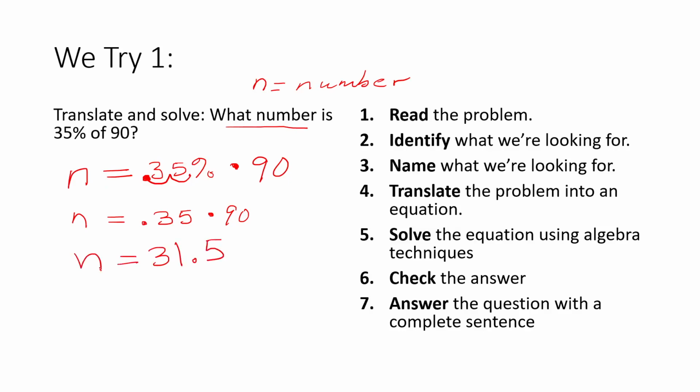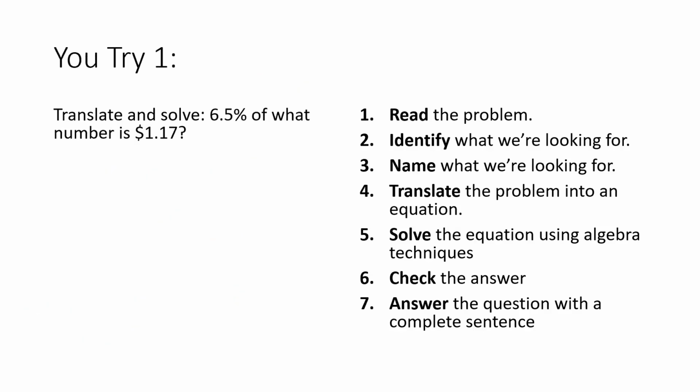Does our answer make sense? Yeah, I would say it makes sense. 35% is about 33%, which is about 1/3. And 31 is about 1/3 of 90, so I think it makes sense. Now let's answer with a complete sentence. The number is 31.5. Okay, I've done one. Now it's time for you to try one on your own. Pause the video, and I'll see you in a second.